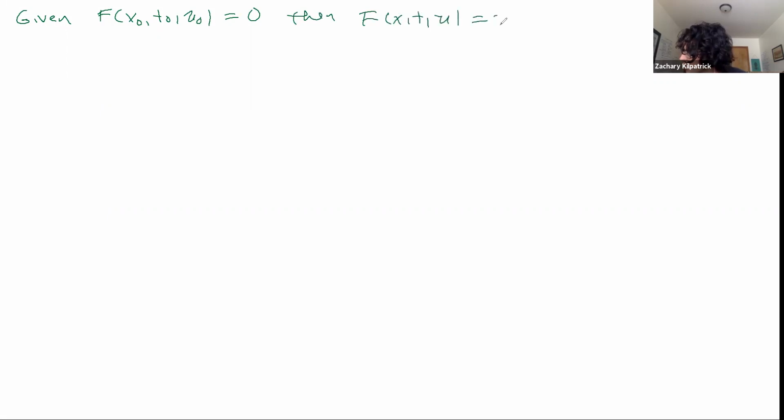So I sort of half wrote down what I wanted to write, but so the idea is that given, okay, I'll rewrite all this. Given that F(x0,t0,u0) equals 0, okay, then F(x,t,u) equals 0, okay, in a neighborhood of the solution u(x0,t0) equals u0, okay.